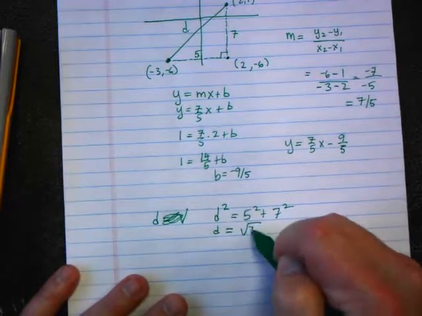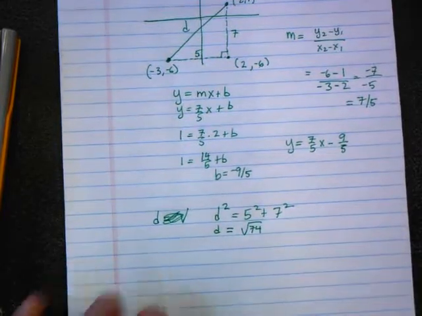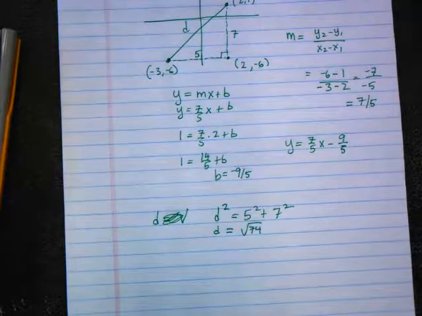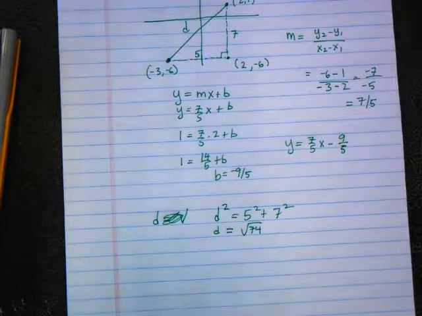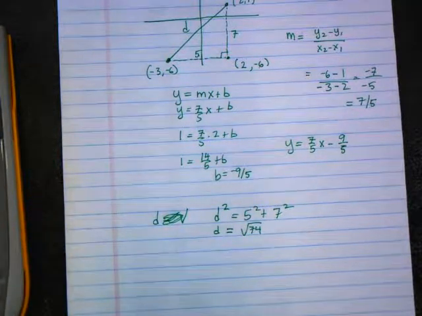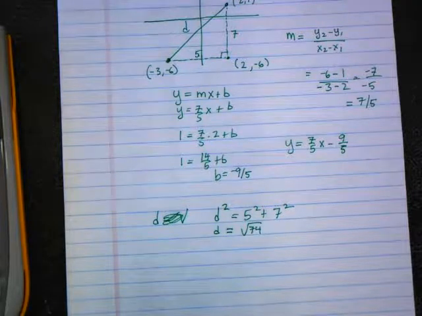Square root of 74. 5 squared is 25. 7 squared is 49. 25 and 49 gives 74. You take the square root of 74. Right, which apparently is a quarter mile. It is just over 8, because 8 squared would be 64. So yes, between 8 and 9, definitely.